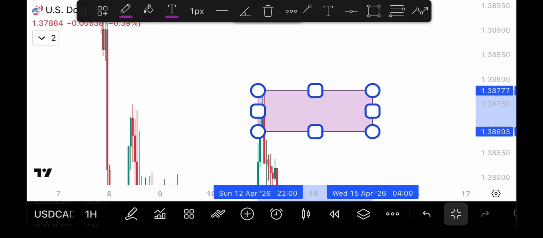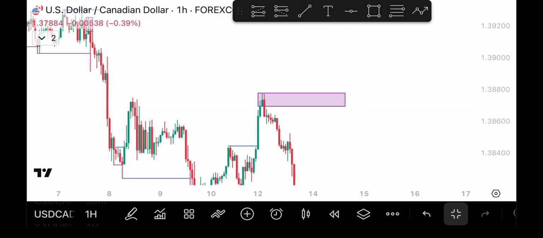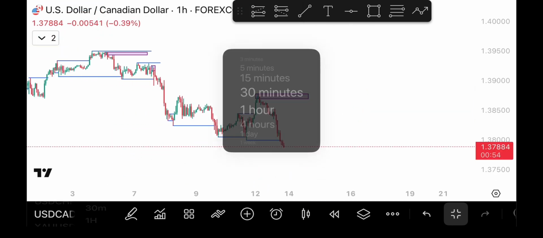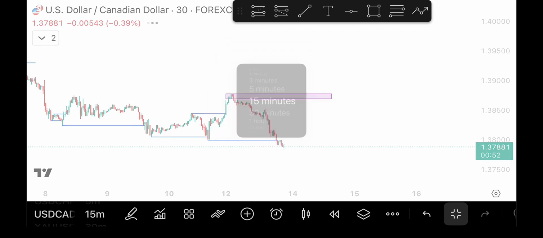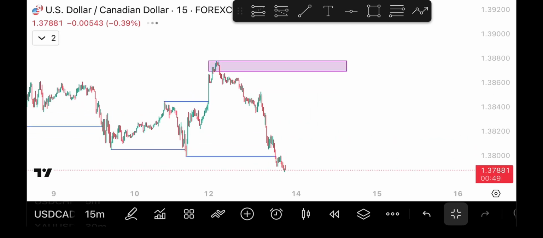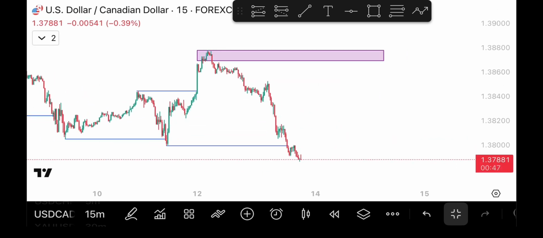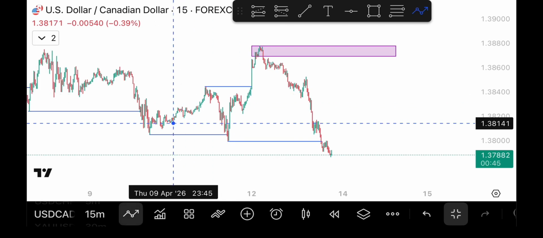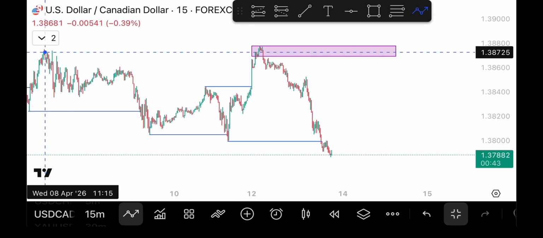So we went down to the 1 hour time frame to look for a broader POI, because it was a little bit confusing on the 15 minutes. Most of the time, if I do not get a POI on the 15 minutes, I go down into the 30 minutes or even the 1 hour time frame to look for a valid POI.